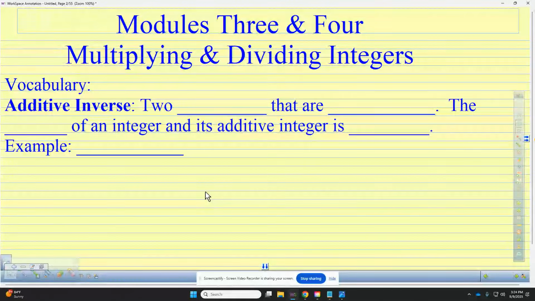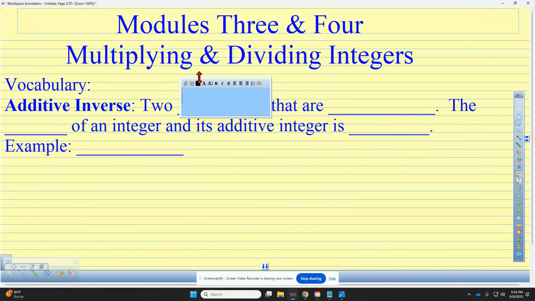All right, hello. We're going to be talking about Module 1, Lessons 3 and 4, multiplying and dividing integers. There's a slight typo right there, but hopefully that doesn't affect anything for you. We're on page 3 of our packet. So we're going to start with some vocabulary. We're going to start with additive inverse, which really talks about more from lessons 1 and 2, but always good to talk about them.